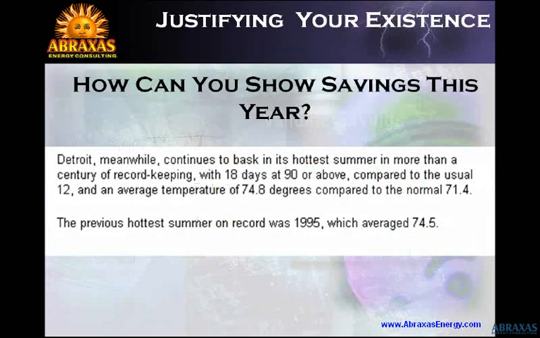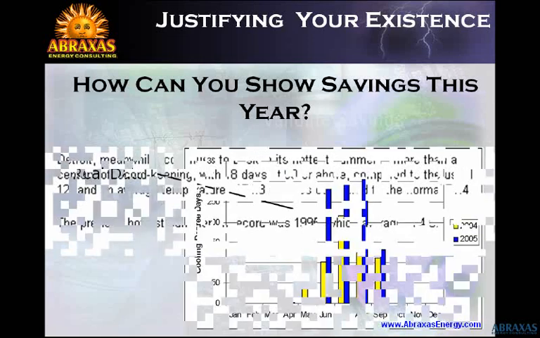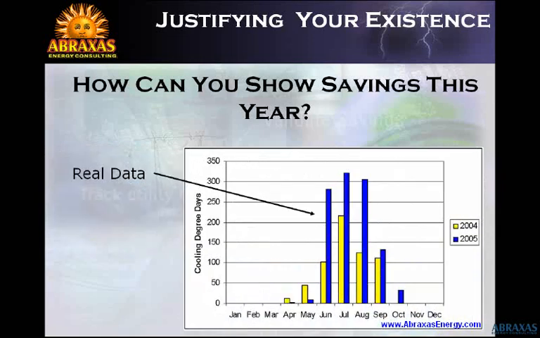Let's consider the weather for Detroit in 2005. In 2005, Detroit had the hottest summer on record, with average temperatures about 3 degrees hotter than normal. 3 degrees doesn't really sound like a lot, but when you compare cooling degree days from 2004 and 2005, there is a huge difference. In June and August, there was over twice as many cooling degree days in 2005 as there were in 2004.